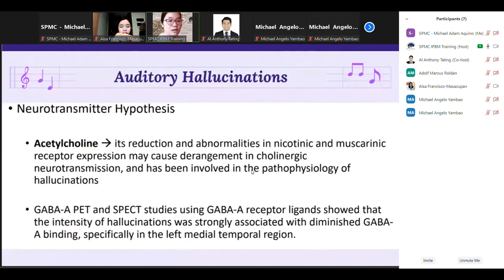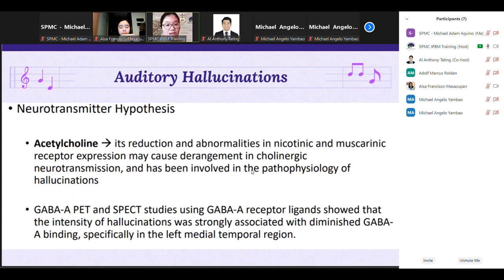So acetylcholine, in its reduction and abnormalities in nicotinic and muscarinic receptor expression, may also cause derangement in cholinergic transmission, which has been involved in the pathophysiology of hallucinations. So the GABA A is also studied through PET and SPECT studies. GABA A receptor ligands show that the intensity of hallucinations was strongly associated with diminished GABA A binding, specifically in the ligand.